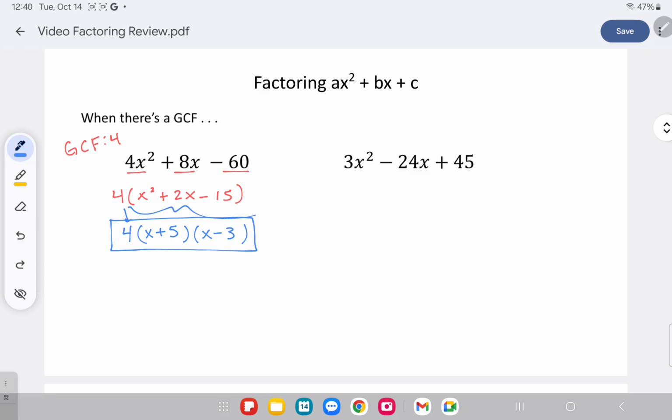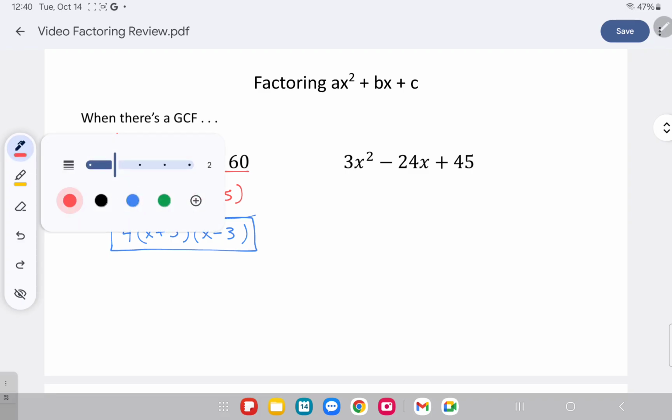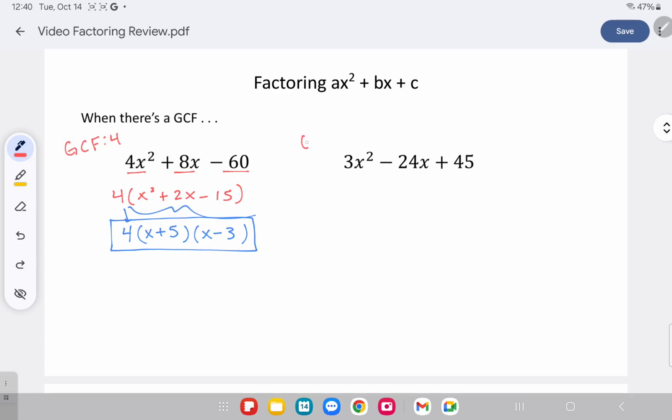The next example also has a GCF, a greatest common factor. All 3 of those terms can be divided by 3. So we're going to factor out a 3 from each one of these terms before we get started. Not only does it make your factoring life easier if you take out a GCF first, but your answer will not be entirely correct if you forget to take out that GCF. So always do that step first. Always check for a GCF.